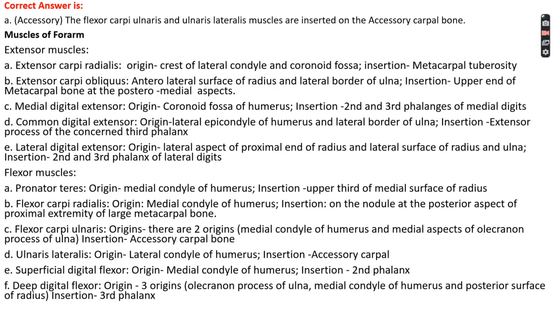Superficial digital flexor originates at the medial condyle of the humerus and is inserted at the second phalanx. Deep digital flexor has three origin points: the olecranon process of the ulna, the medial condyle of the humerus, and the posterior surface of the radius, while it is inserted at the third phalanx.